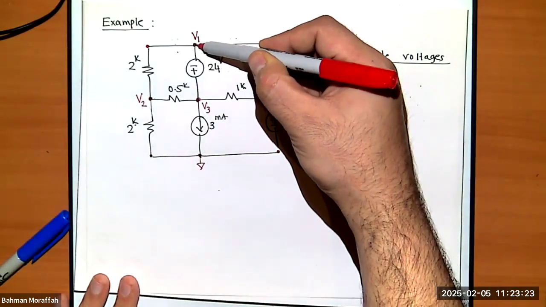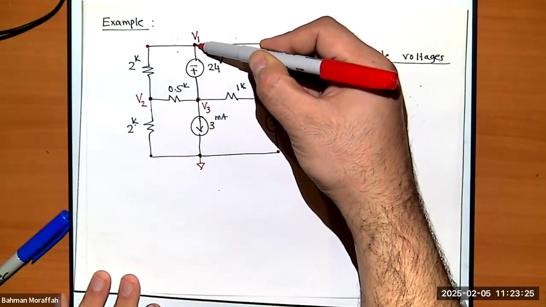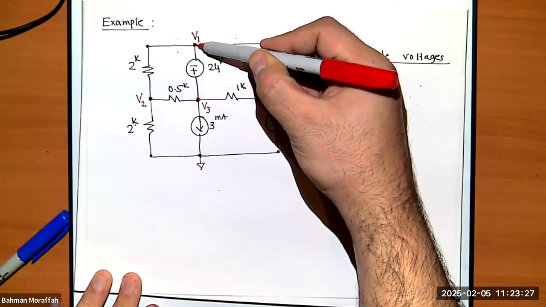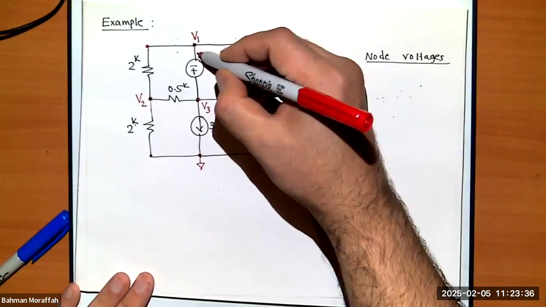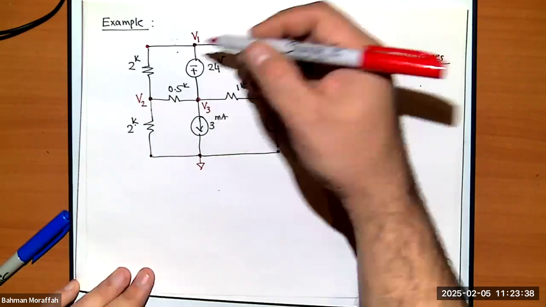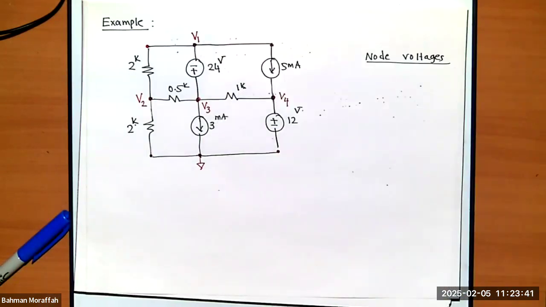Look at this node. Can I write a KCL at this node? Can I? I cannot. Why? Because I don't know current here. There's a voltage source there. There's no way for me to know what the current is. I can compute it, but at the moment I don't know what it is. I just know voltage across it. I don't know current through it. So I cannot write a KCL at that node. So let's just table that for a second and move on to the second node.